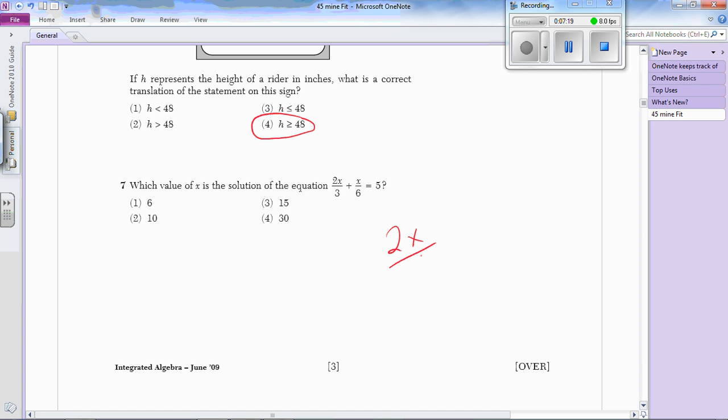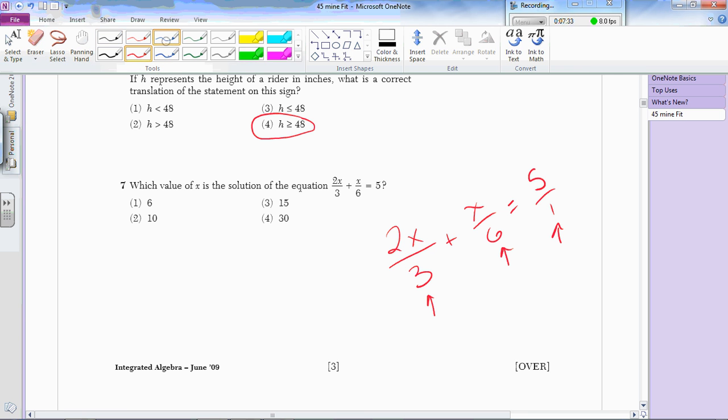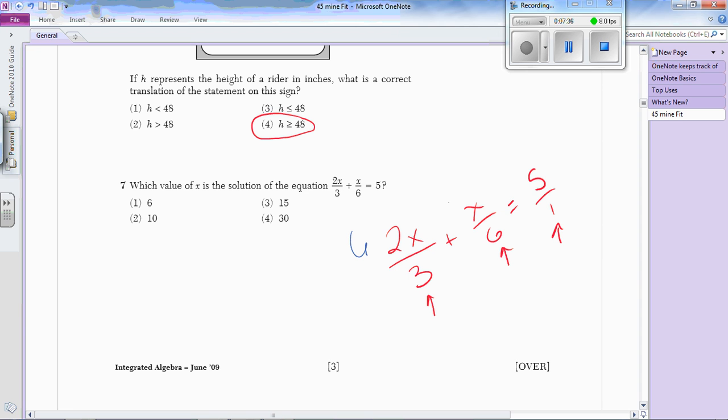We'll do 2x over 3 plus x over 6 equals 5. If I look at the denominators, 3 and 6, and remember this is 1, the common denominator is 6. So I'm going to multiply everything through by 6. I'll put a 6 here, a 6 here, and a 6 here. 3 goes into 6 twice. This leaves me 4x. The 6s here cancel. That leaves me plus x equals 30, or 5x equals 30, or x equals 6. And there's my answer, x equals 6.